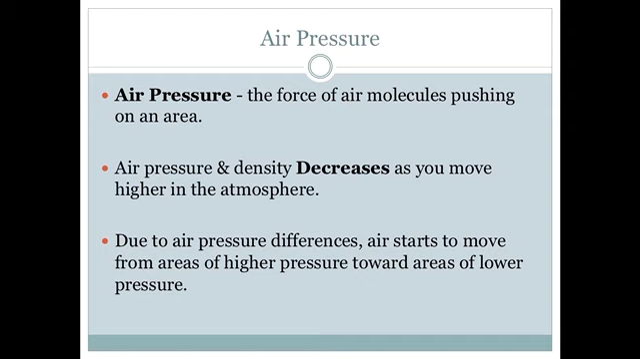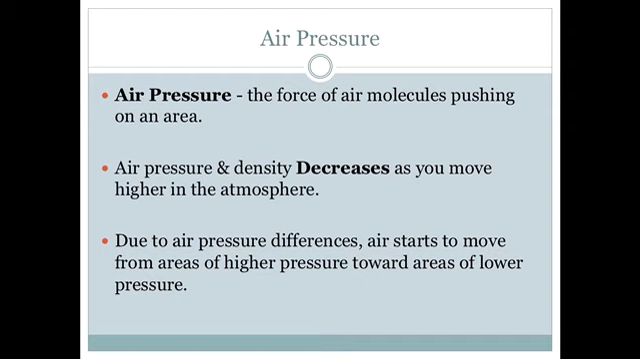Air pressure. Air pressure is the force of air molecules pushing down on an area. This is one of your vocab words that we have talked about in the past couple of weeks, so it should still be fresh in your mind. Air pressure and density decreases as you move higher in the atmosphere. What does decrease mean? Remember, decreases means to get smaller. So the higher you go in the atmosphere, air pressure gets smaller along with density. It gets less dense, less air pressure.